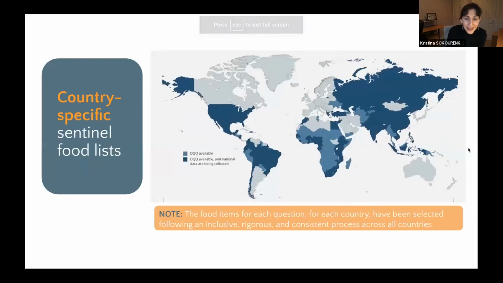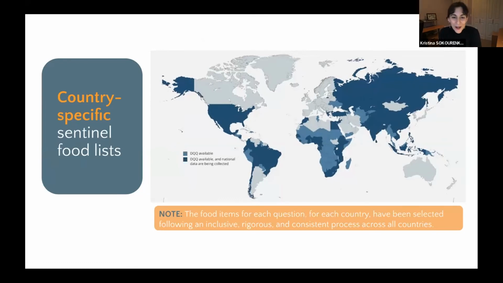So now that we've had a chance to practice adapting the DQQ, we can take a look at how it works. How do we administer it? How do we use this tool? I'm just going to walk you through a couple key steps of implementing the DQQ, and then we'll have a chance to practice doing that in either the country that you adapted for or another country within your same groups. So I'm going to go through how to administer the diet quality questionnaire.